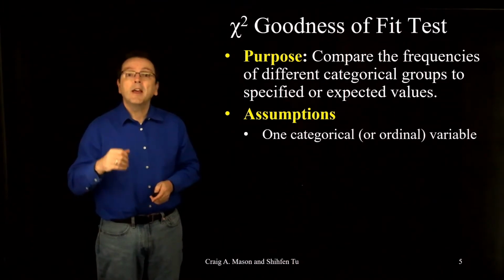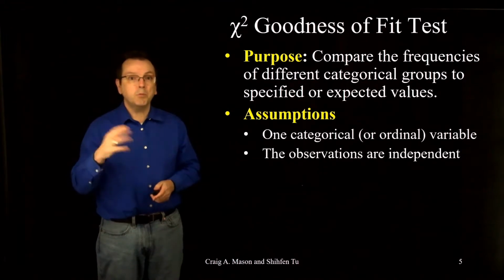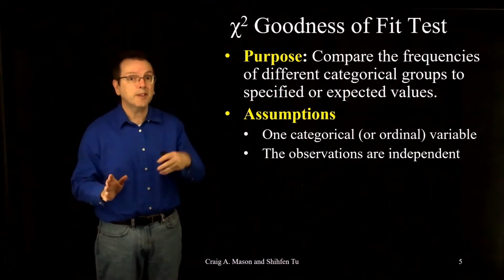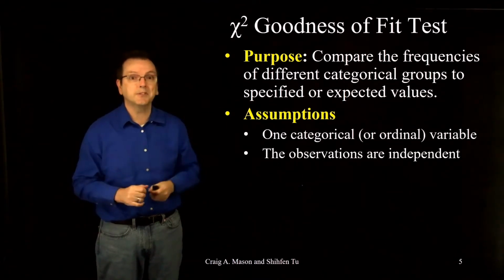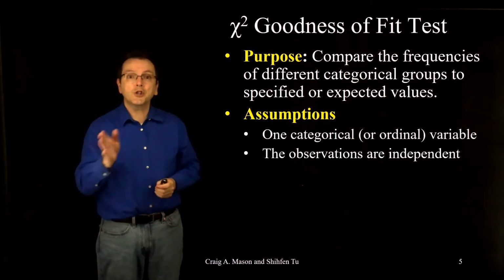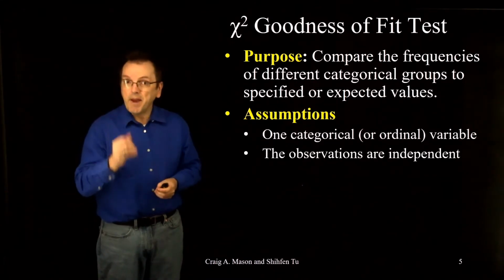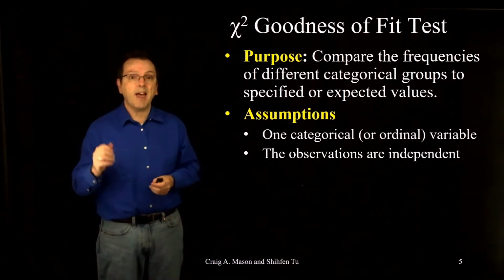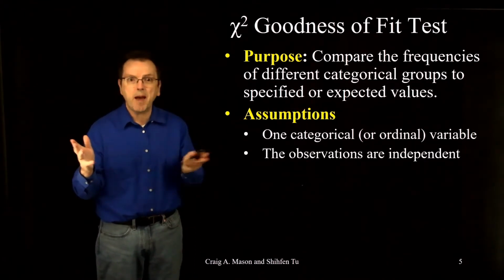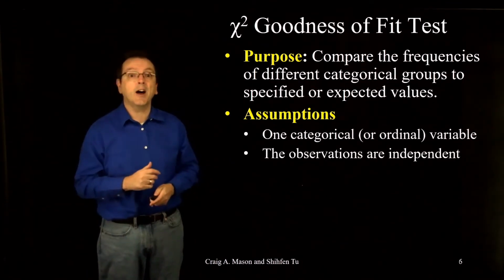Now, second, the observations are independent. That means whatever category one person is in has nothing to do with the category a different person is in. In a minute, we'll go through an example based on which college different UMaine students are enrolled in. Independent observations means that if Alice is in engineering, it tells you nothing about which college Bob is in. He could be in any of the different colleges.